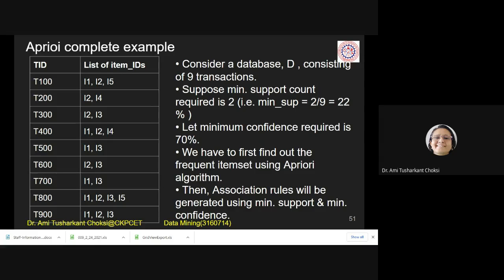Fine. So we need to find the frequent item sets, isn't it? And then we'll see the association rules, and those must satisfy the minimum support and minimum confidence, isn't it? Let us proceed.